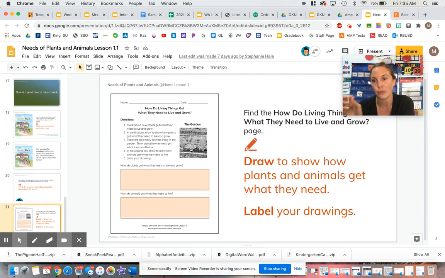And you could label your drawing, because some of us are writing, some of us are just learning how to write. So whichever works for you is fine. So we're going to talk about how do living things get what they need to live and grow. And we'll do it in our white Amplify Science workbook. All righty. Good luck, guys.